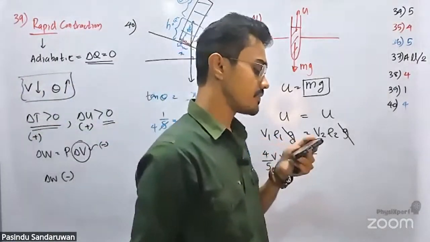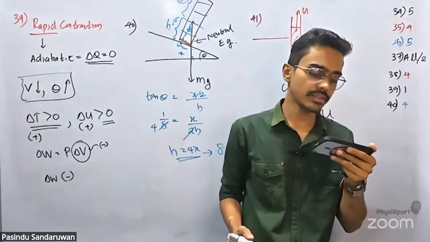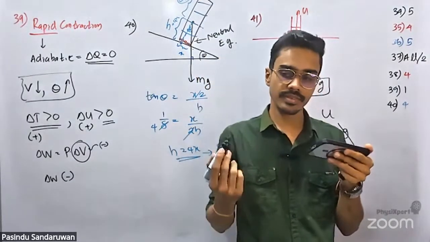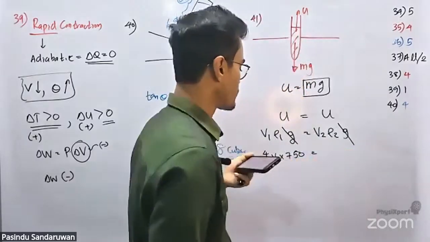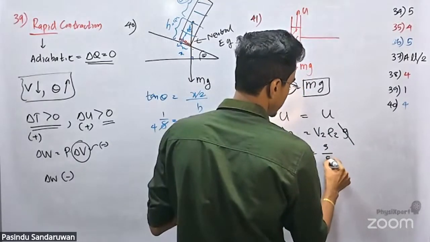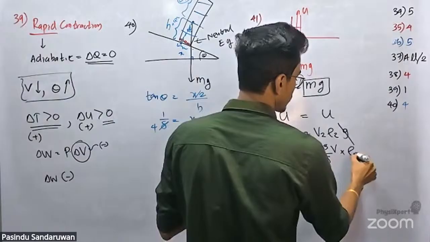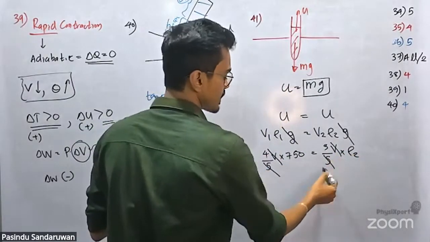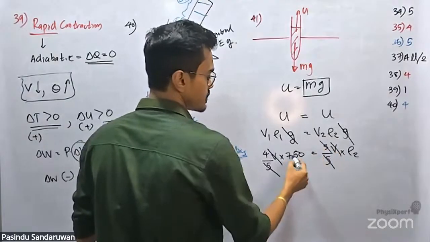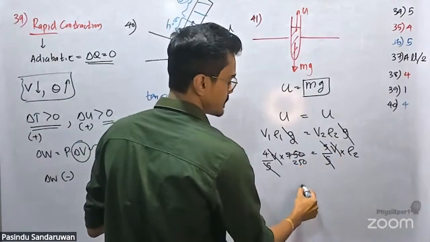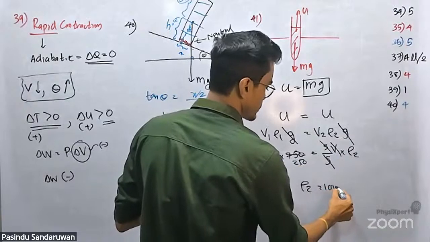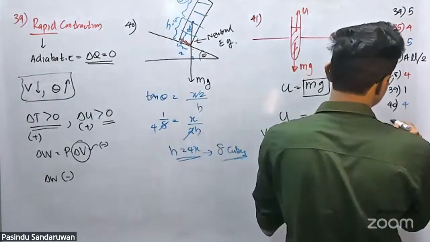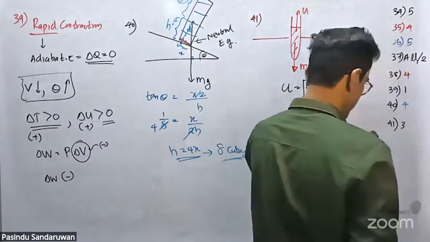For the density of the liquid in which the hydrometer floats with 2/5 of the total volume above, 2/5 above means 3/5 is below. Then 3/5 is below, and I need rho 2. V and V cancel, 5 and 5 cancel. 3 times 250, which means rho 2 equals 1000. 41, answer 3.